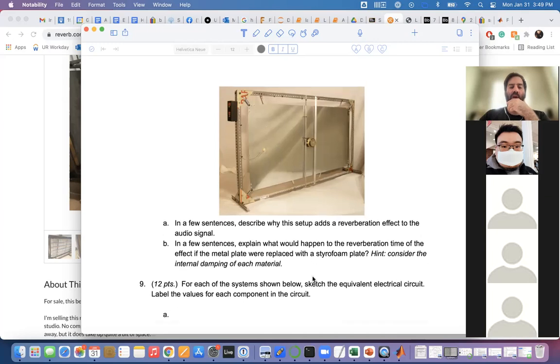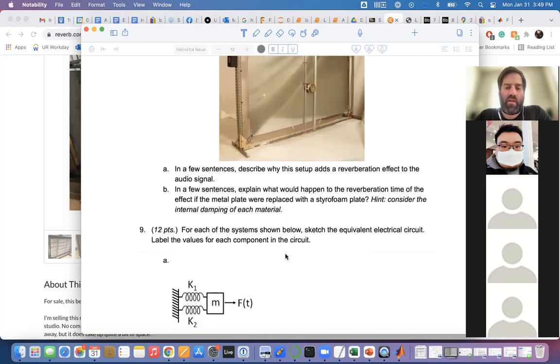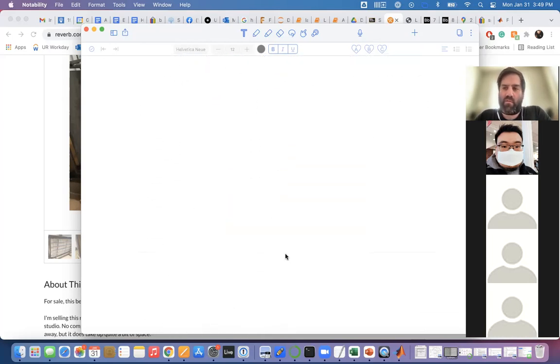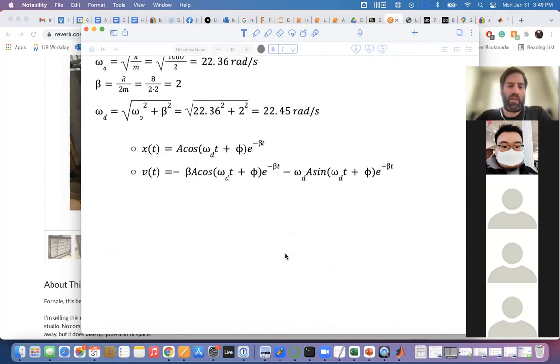I don't know if you guys can see my mouse, but I think you said you could last time. In a few sentences, describe why this setup adds a reverberation effect. And then the next question is, what's going to happen if we make that thing out of styrofoam instead? So let's talk about how that works.